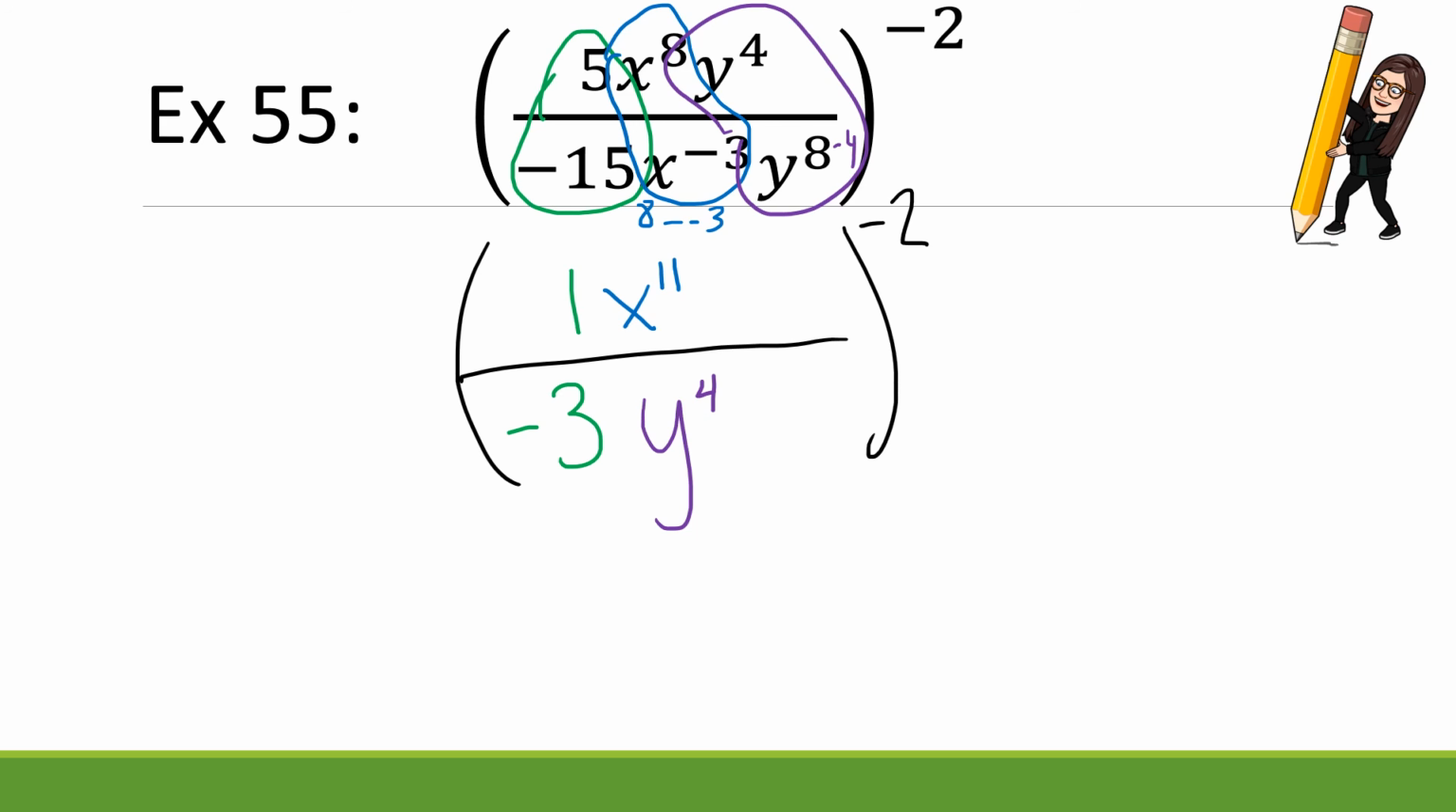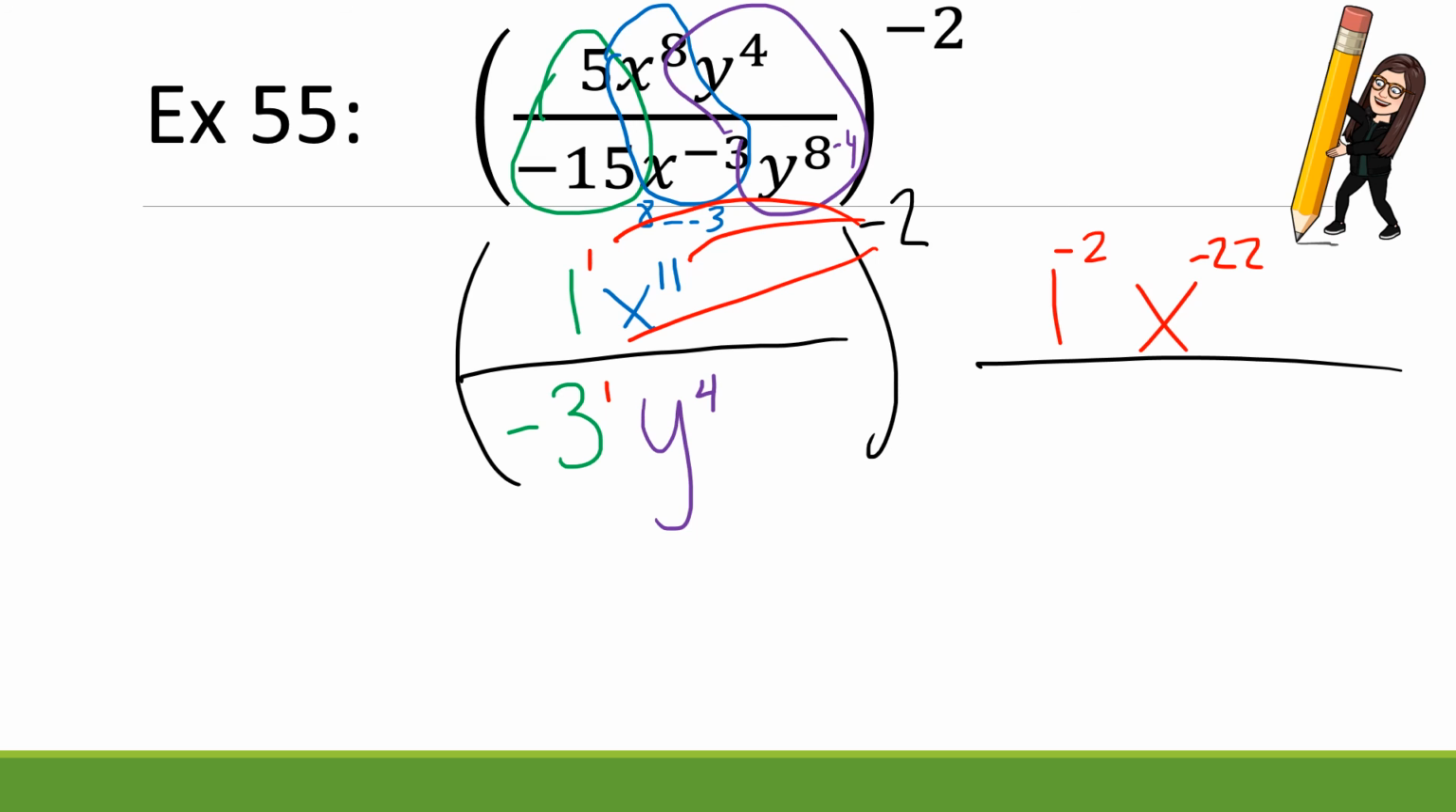Next, I'm going to distribute the negative 2. There are 4 pieces. Let me set it up here. The base of 1. 1 times negative 2, negative 2. The base of x, 11 times negative 2. The base of 3, negative 3 to the negative 2. The base of y, 4 times negative 2.